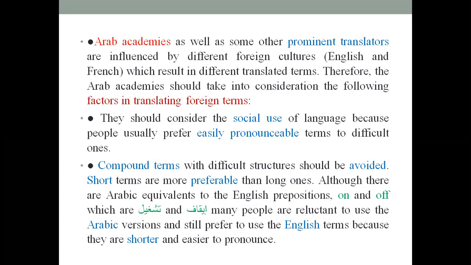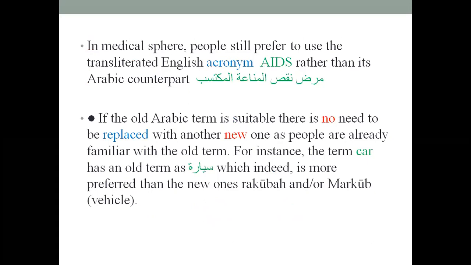Okay. Now, also some Arabic invented terms are more difficult than the original English items. For example, the acronym AIDS, مرض الإيدز. In Arabic, مرض نقص المناعة المكتسب. It is a long phrase consisting of four words, while the English acronym is only one word, which is easily produced.